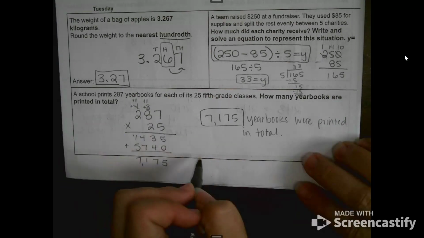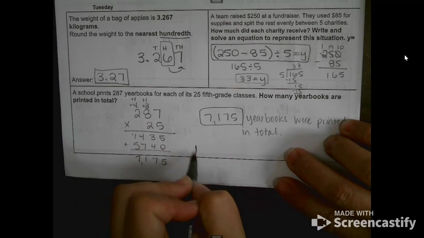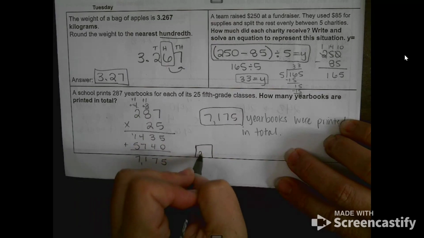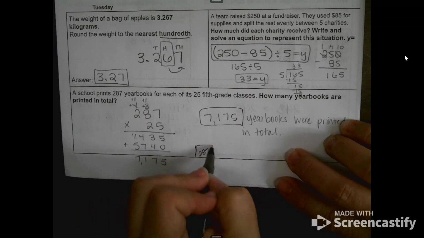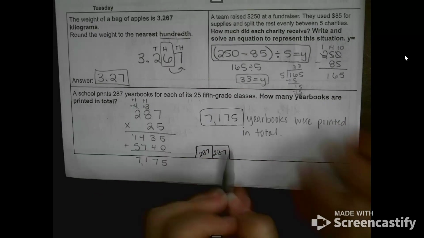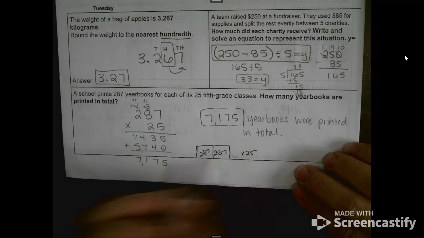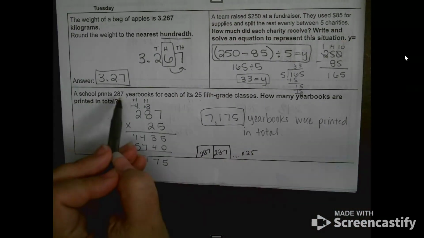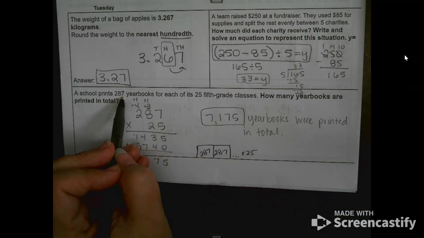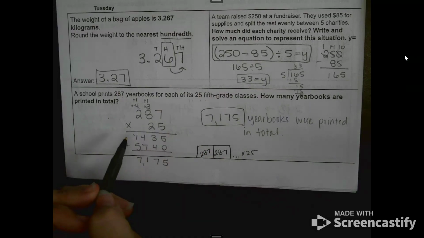So if I think about this, one class is going to have 287. The next class is going to have 287, and so on. We're doing this 25 times. So if they're printing this many yearbooks for each of their classes, I'm missing the total.